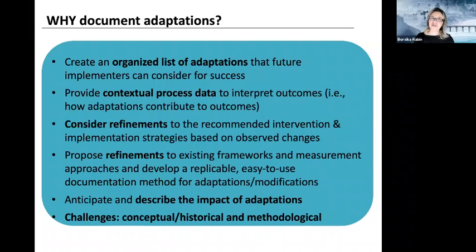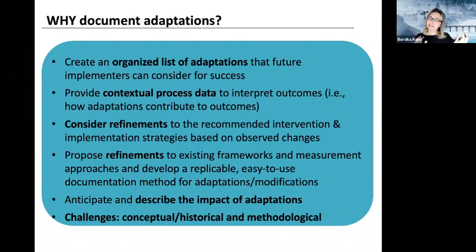Of course, adaptation documentation is not easy. And there are at least a couple of types of challenges that I wanted to highlight. One is the conceptual and historical one. As goes back to my second slide, historically in the context of clinical randomized controlled trial research, adaptations are not desirable, and they are often documented as procedure deviations.